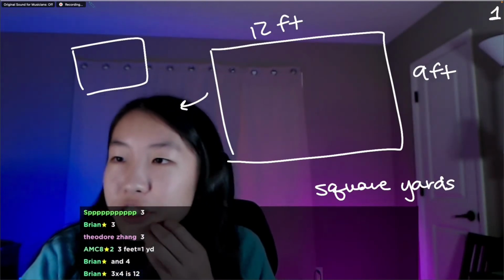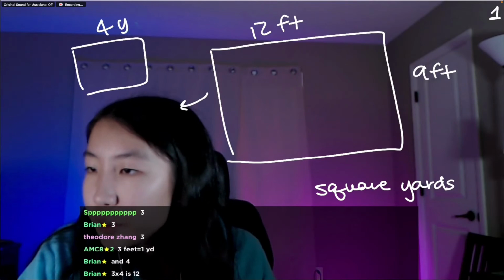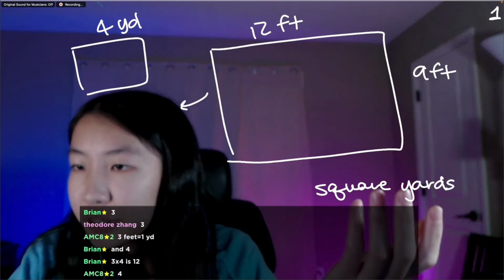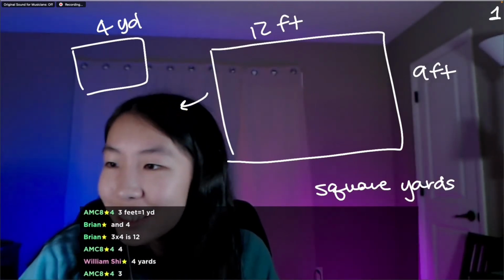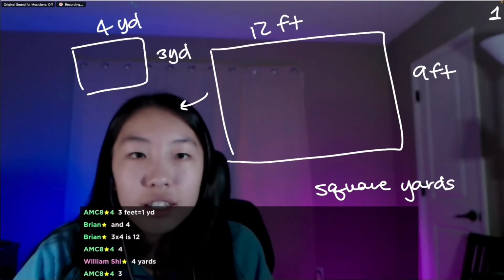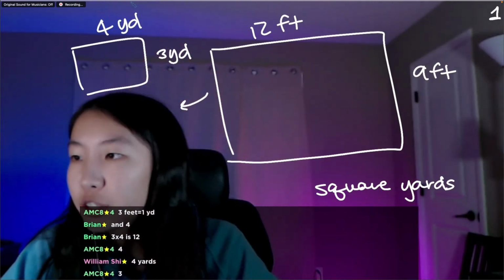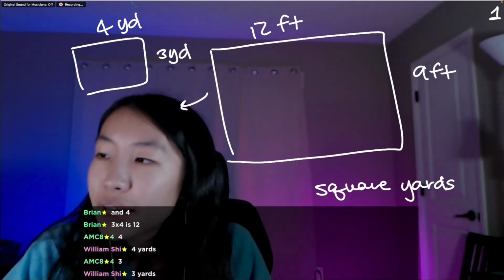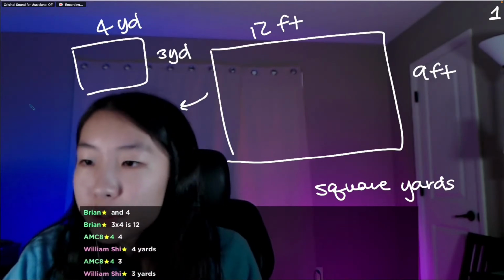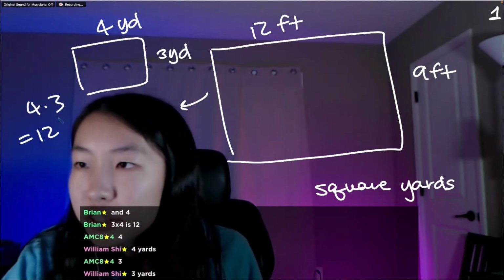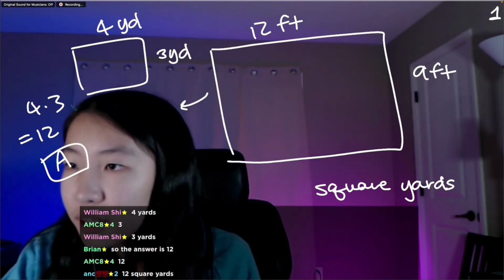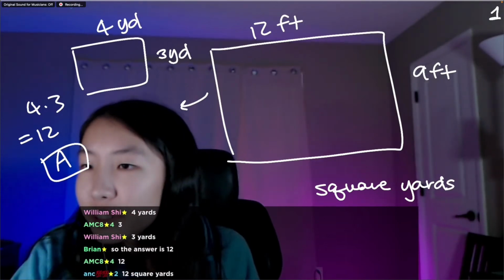And that's going to be 4. Good job, Brian. And similarly, how many yards are in 9 feet? That is going to be 3. Good job, AMC 8. And finally, we're looking for the number of square yards in the entire rectangular carpet. So we're just going to multiply our dimensions. And that's going to be 4 times 3, which is 12 square yards for our answer of A. Not too bad for question number 1.